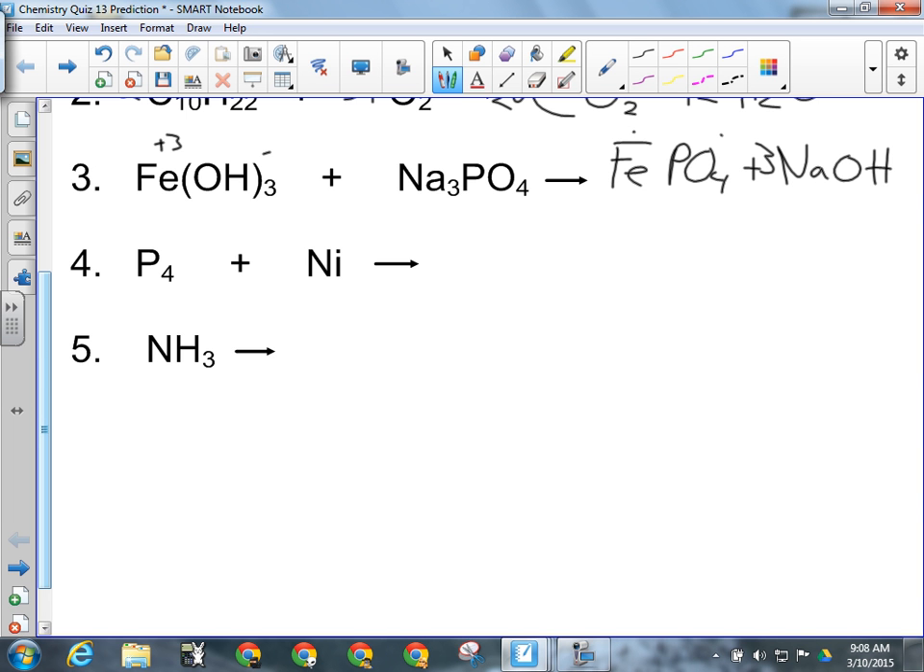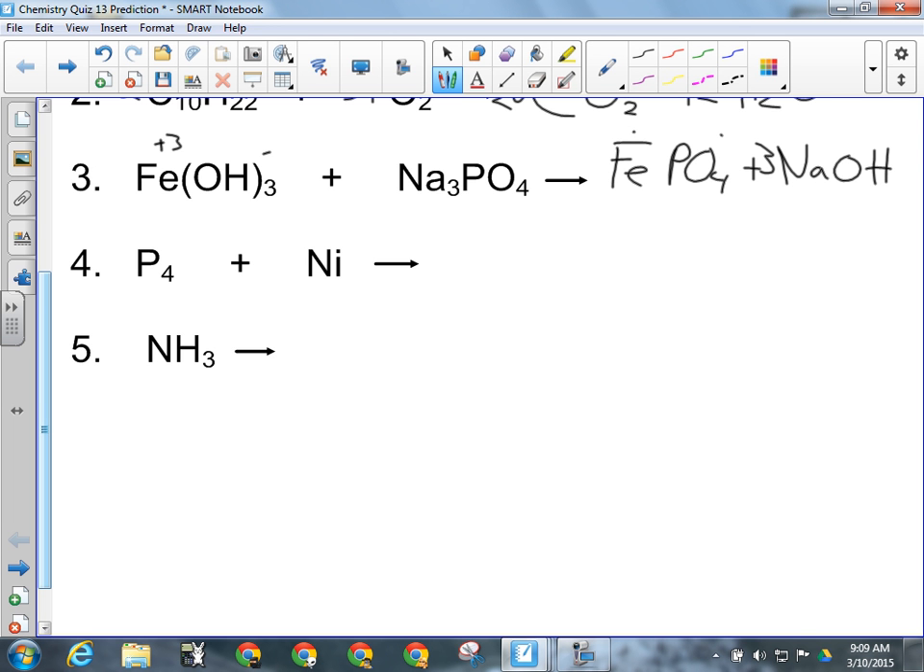Any questions on number 3? All right, for number 4, I have phosphorus, an element, reacting with nickel, another element. That's what kind of a reaction? It's a synthesis reaction. Okay, it's going to make what kind of a compound? Ionic. Have I told you about this trick and played it on you once already? Okay, fool me once, shame on you. Fool me twice, shame on me. Okay, hopefully I didn't get anybody twice on that one.